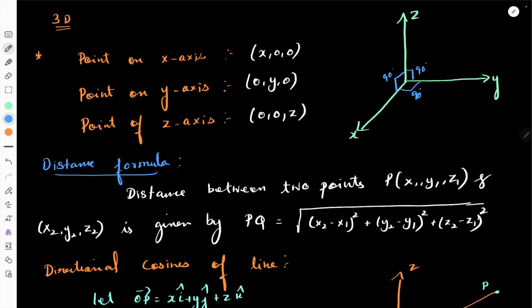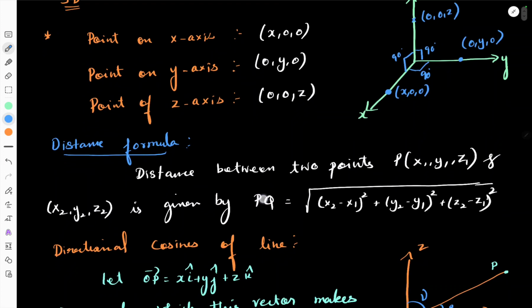So if I take any point on the x-axis, the coordinates of y and z will be 0, which means it will be of the form x comma 0 comma 0. And if I take any point on the y-axis, the coordinates of x and z will be 0, so 0 comma y comma 0 will be there. And if I take any point on the z-axis, it will be 0 comma 0 comma z. The coordinates of x and y here will be 0.